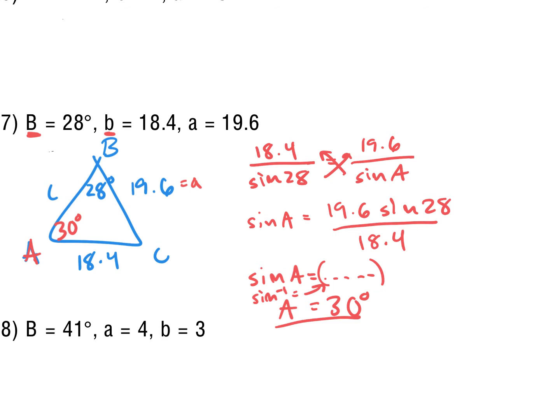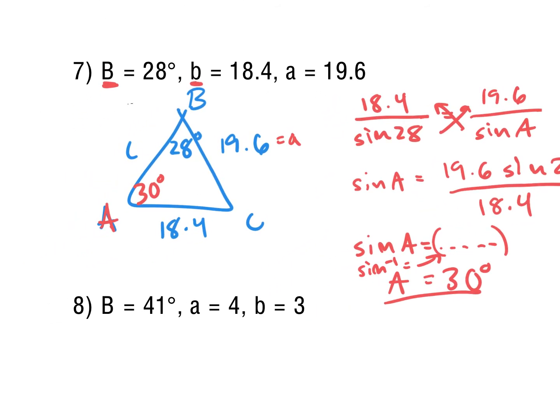All right, how can I find angle C? Add the two angles and subtract from 180. So I have 180 minus 58. So I got 122. So C is 122 degrees.